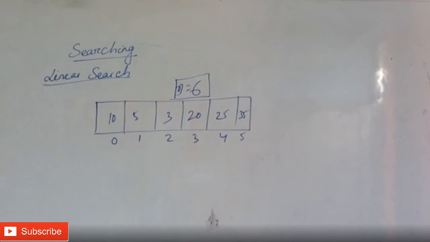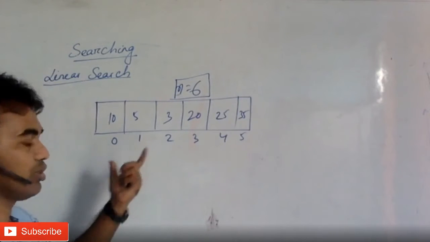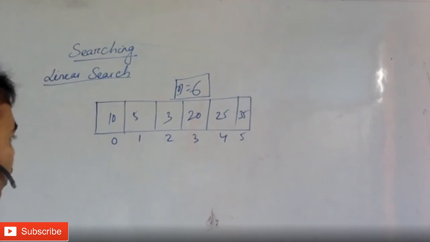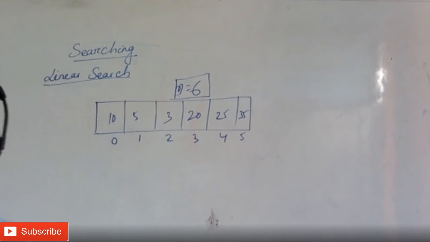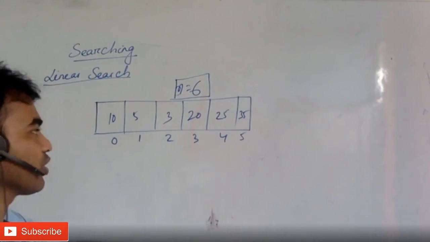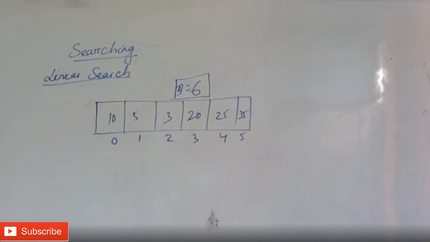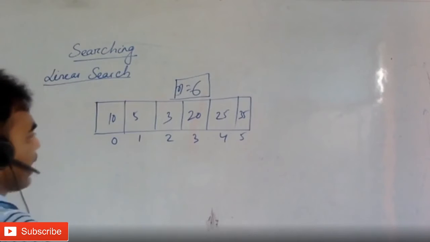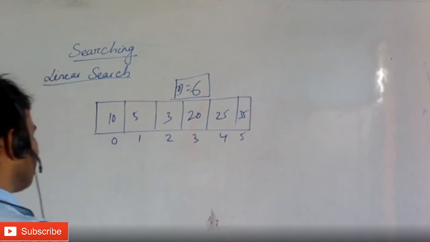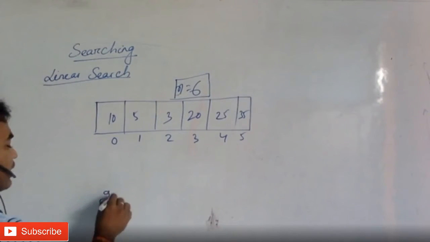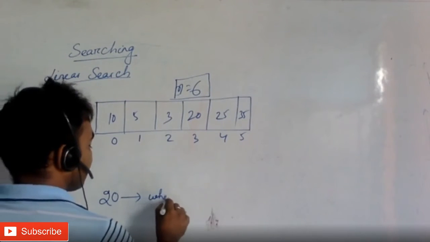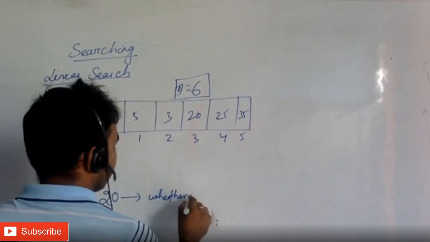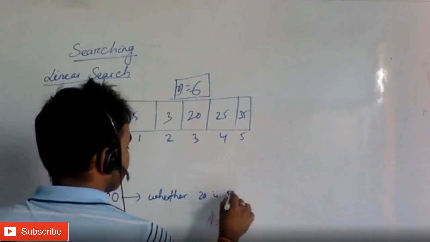That means I need to search all these values inside this particular array only. Inside this array, right? I am not going to search in any other data structure. So if I ask you, can you search 20? The question is whether 20 is present in this array.